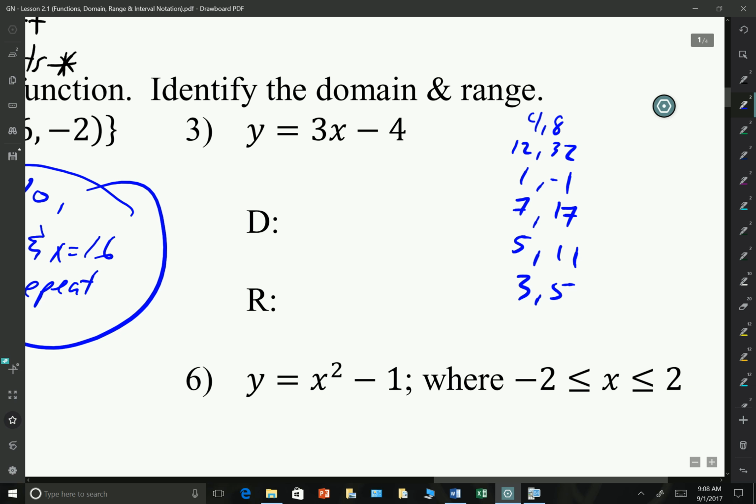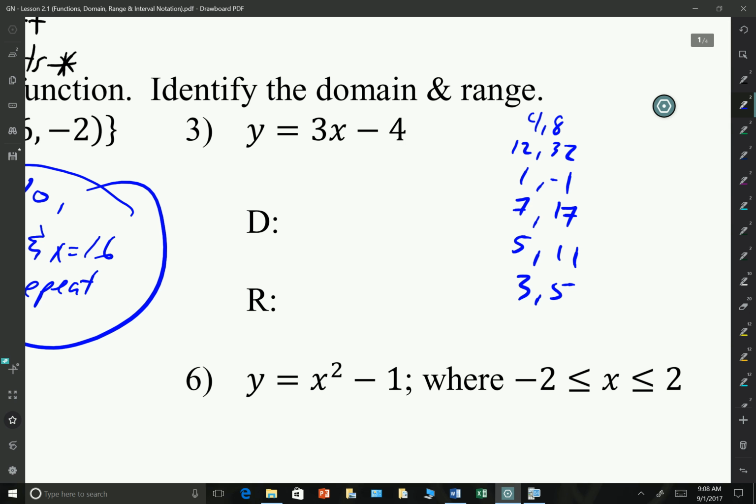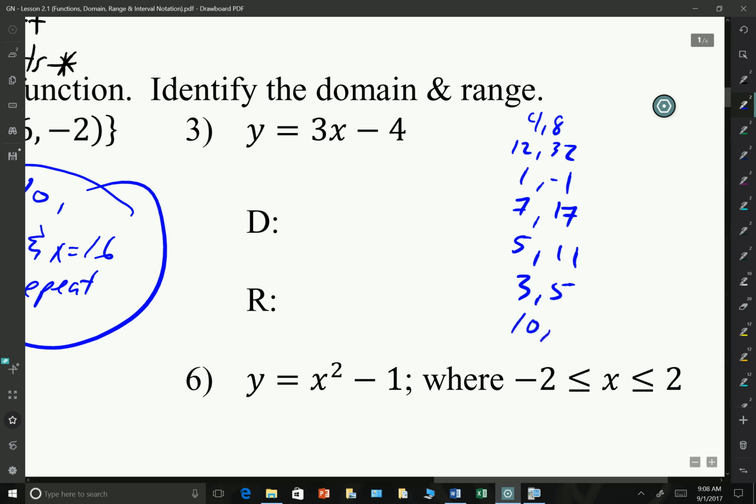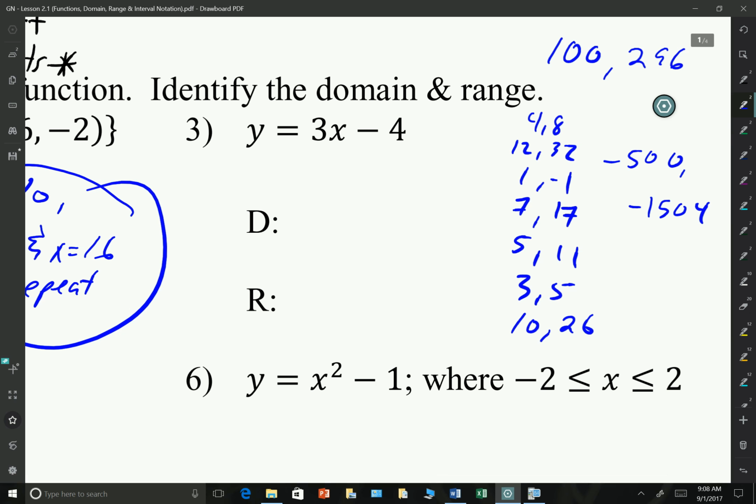Where are you guys getting your x's from? You're just picking randomly, right? Could you have said 10 and gotten 26? Could I have said 100 and gotten 296, right? Could I have said negative 500? And in that case, get negative 1,504. When you are plugging in an x, what numbers can you choose from? All numbers. That was the point. You could have picked any number you wanted and plugged it in, correct?